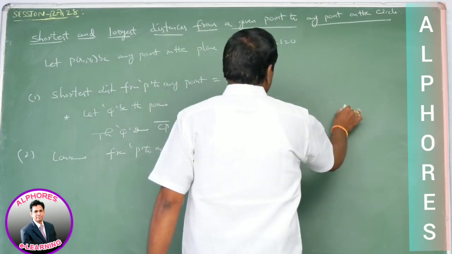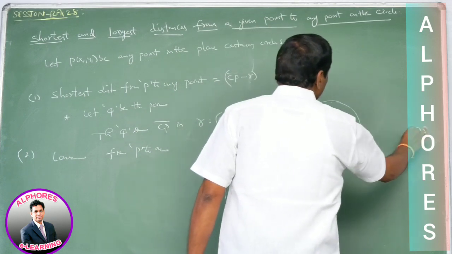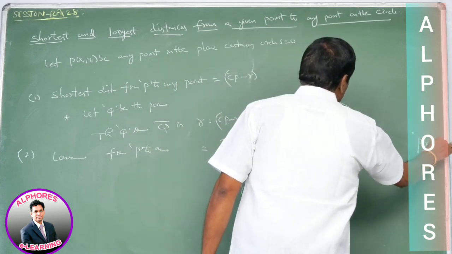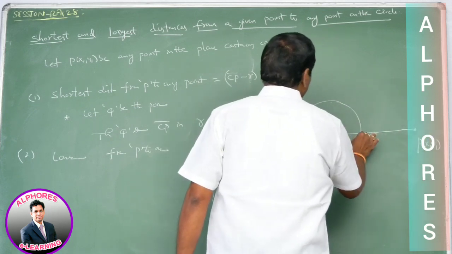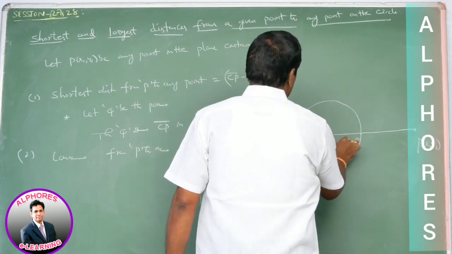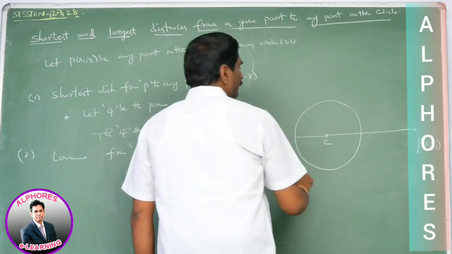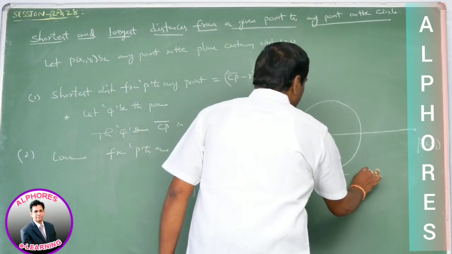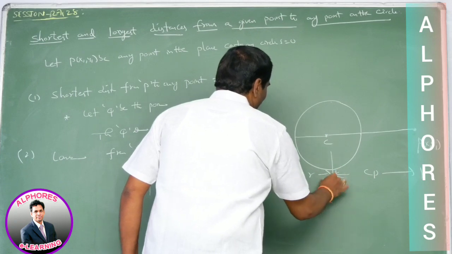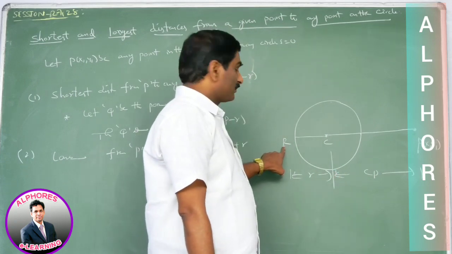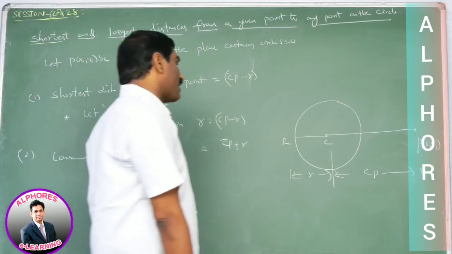The longest distance from P(x1, y1) to any point on the circle is equal to this. This distance is CP. This distance is R. The greatest distance is obtained at R, and this distance is equal to CP plus R. If the point lies interior also, CP plus R.